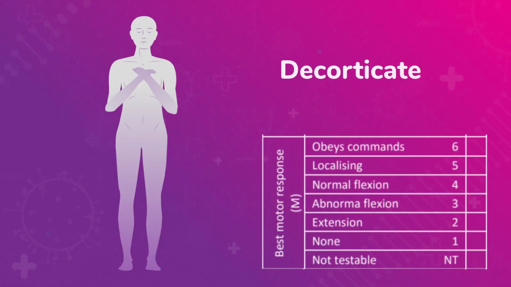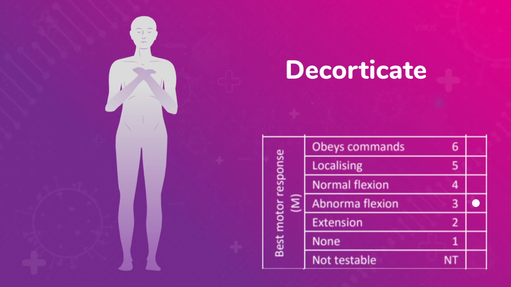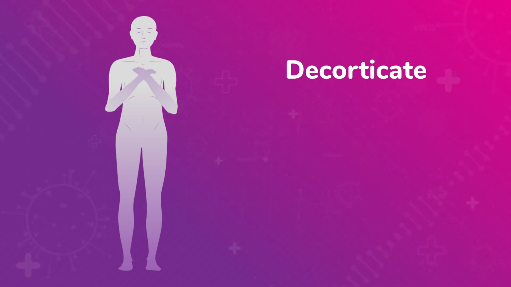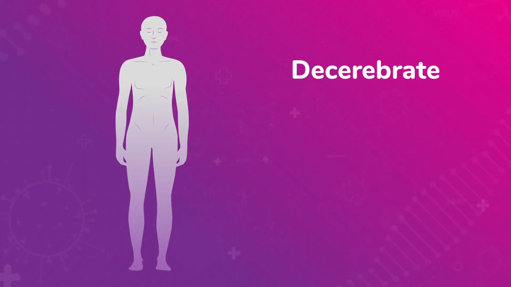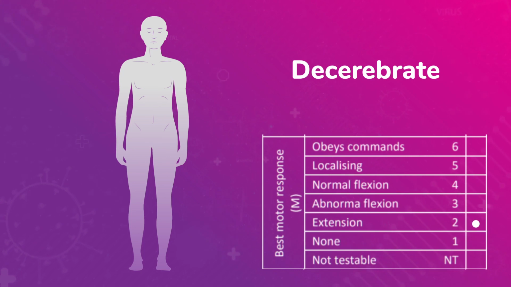Abnormal flexion can either be decorticate or decerebrate. Decorticate is when the plantar are fixed, legs are internally rotated, and arms are flexed across the chest. Decerebrate posturing is when the patient still has flexed plantar, but the arms are pronated and extended next to the body. If the patient is decerebrate, then you should mark extension on the GCS.